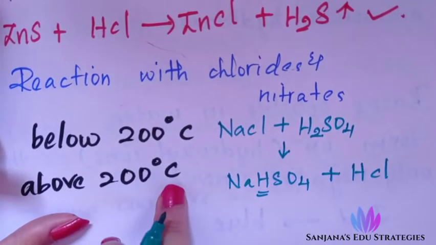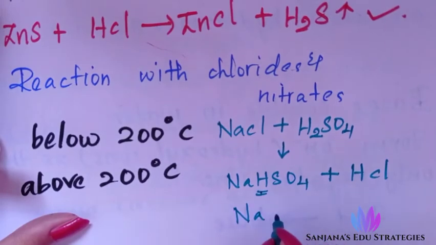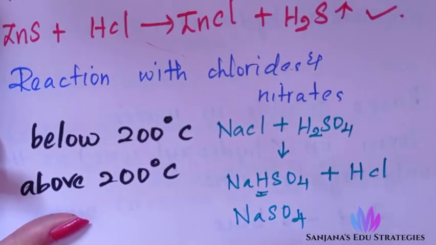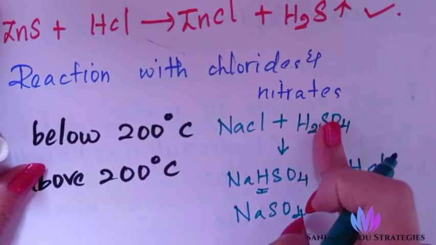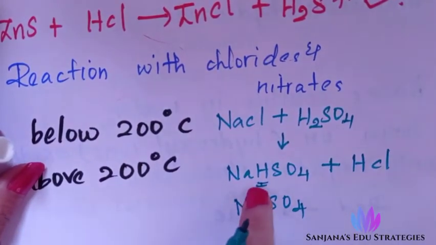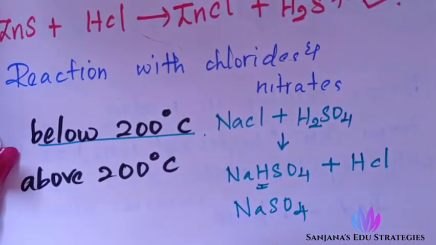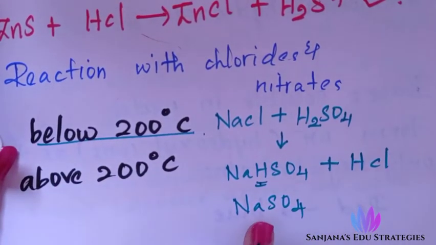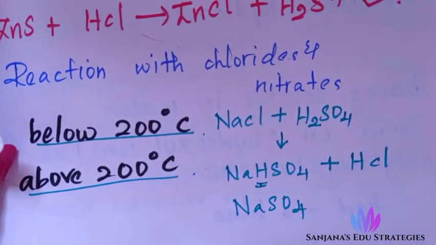Now above 200 degrees Celsius, instead of acidic salt, it forms a normal salt. That's the only difference. NaCl plus H2SO4 gives acidic salt and HCl below 200 degrees Celsius, and it gives normal salt and HCl above 200 degrees Celsius.